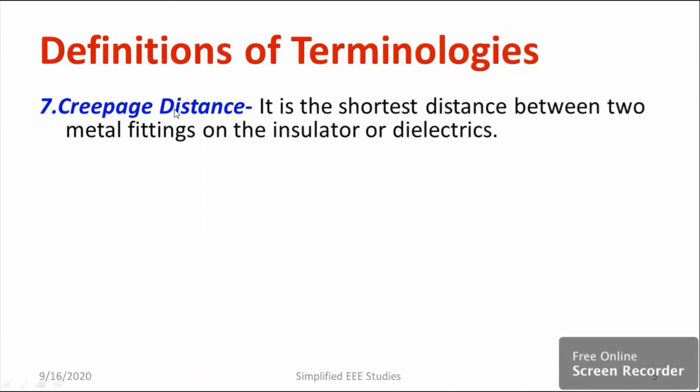What do you mean by creepage distance? Consider two electrodes. You are maintaining two electrodes and in between you are maintaining a dielectric material. The distance between those two electrodes is generally known as creepage distance. It is the minimum or shortest distance between two metal fittings or two electrodes on the insulators or dielectrics, generally known as creepage distance.